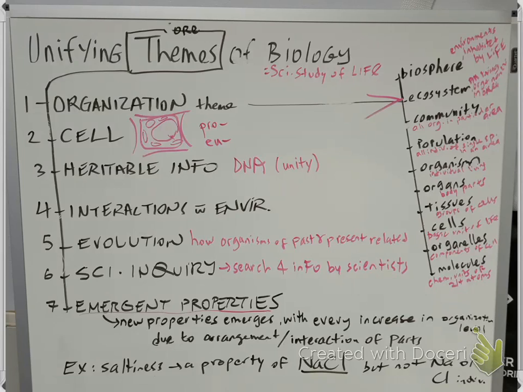The next is population, which is all individuals of a single species in an area. And the next is organism, which is basically an individual living entity. Then organs, which are the body parts of organisms. Then the next is tissues, which are groups of cells. And then next is cells, which are the basic unit of life. And then the next is organelles, which are components of a cell. And then finally molecules, which are the chemical units of 2 or more atoms.